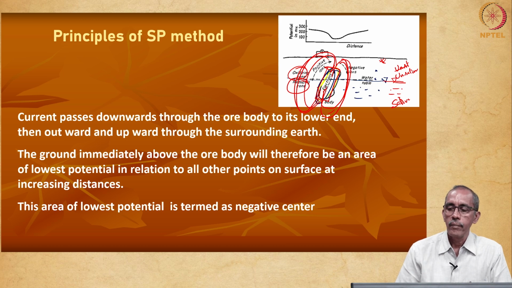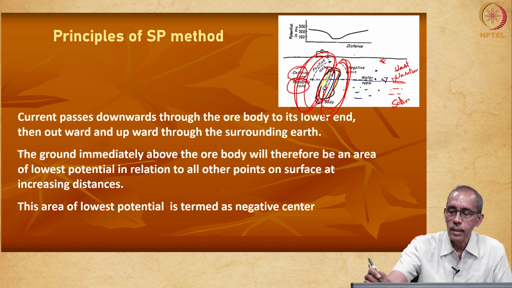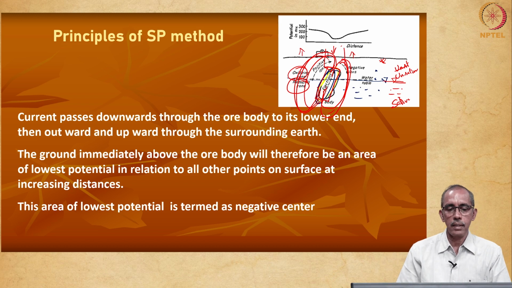This causes the potential gradient at the surface. Where do you have high potential? Somewhere away from the mineral body. This is the ground surface. Here potential is high. Here too potential is high. Just above the mineral body potential is less. This is what I referred to on the previous slide.